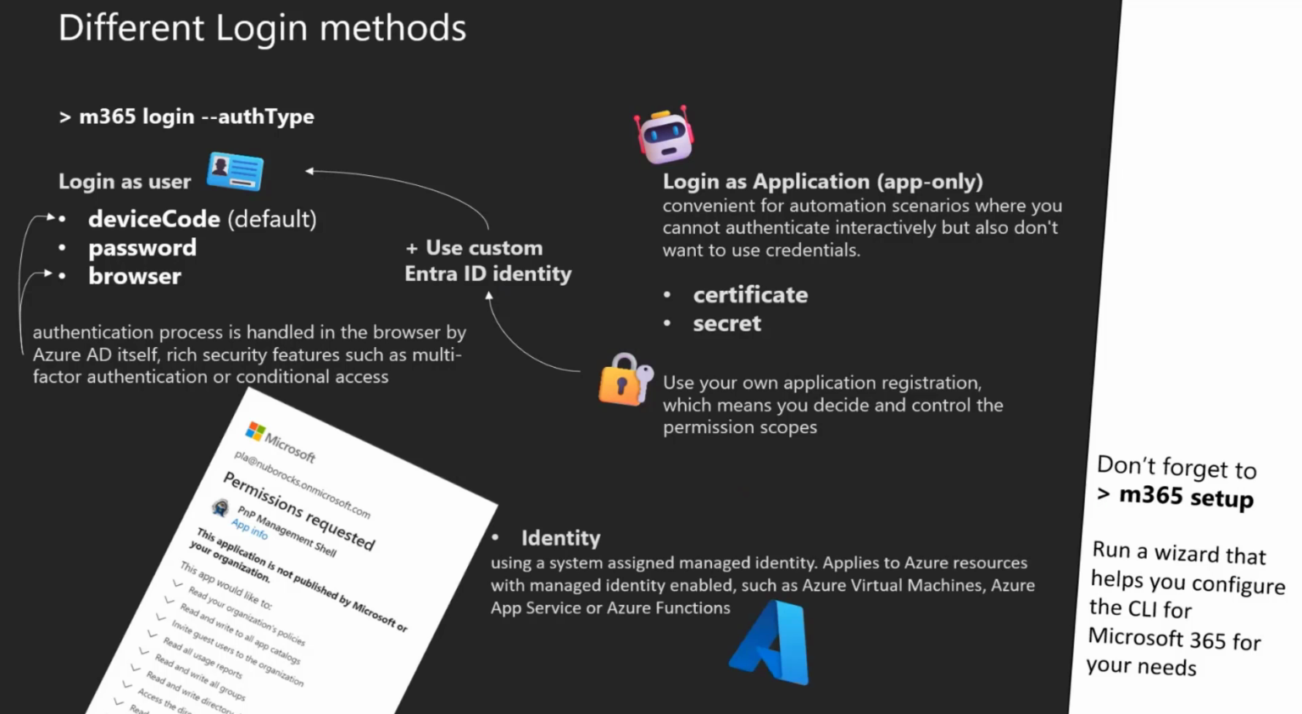Okay, and we also have the identity authentication method. This one will be presented in further demos, but it is specifically created for Azure resources. So for example, you can use it in Azure Functions to leverage the managed identity in the background. Yeah, so take the identity from it.